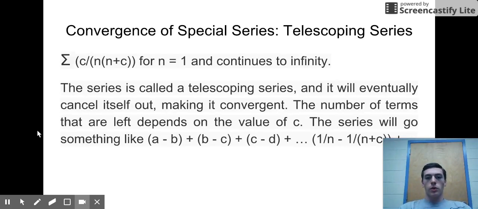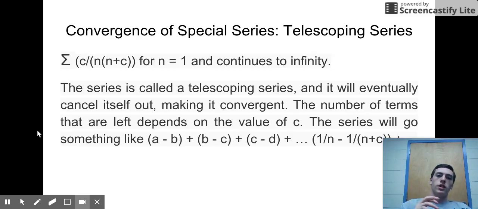So the last series that we're going to be talking about is a telescoping series, in which I think I had the right setup for that. It would be c divided by n times n plus c. And what you can do is for n equals 1 and continues to infinity, I believe that most of the series should work if n equals 0 too. But in this case, like I said, I'll be using n equals 1.